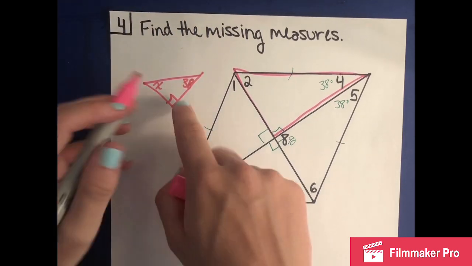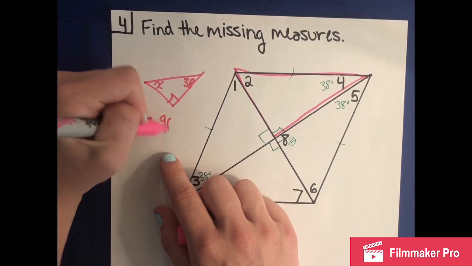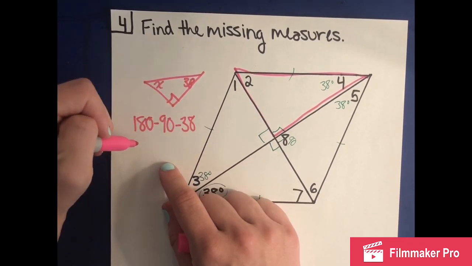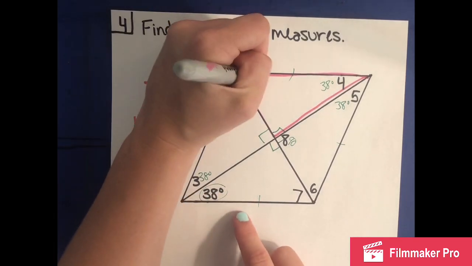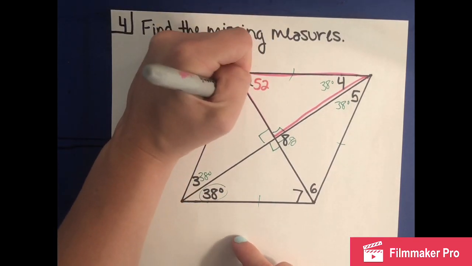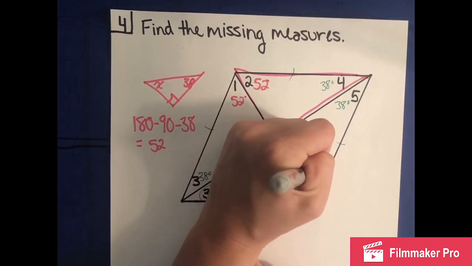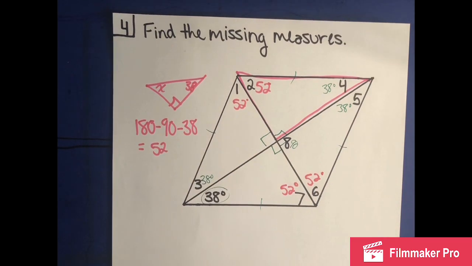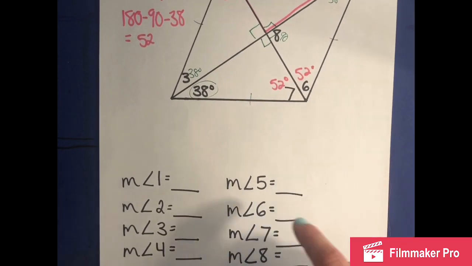X. Perfect. Let's find it. 180 minus 90 minus 38 equals 52. So this is 52, this is 52, this is 52, this is 52. Okay, let's see if we need anything else. I don't think so, so let's just fill in.